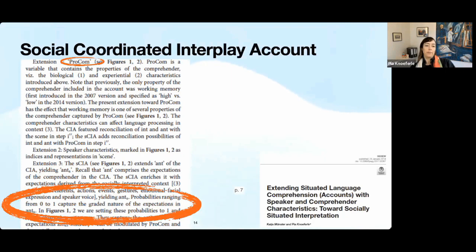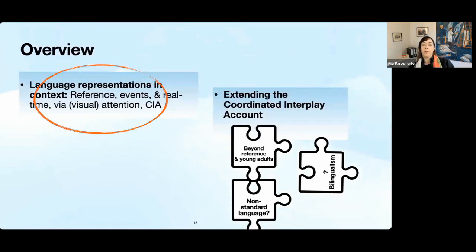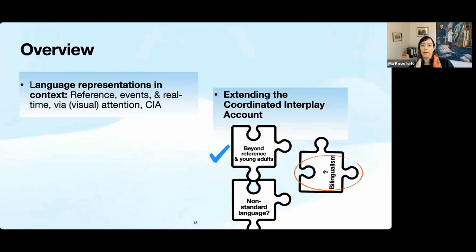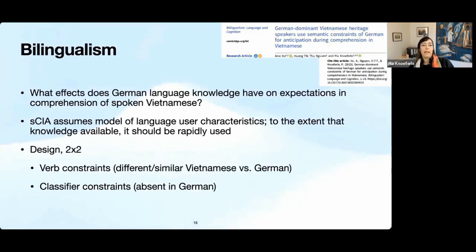All right, so from 0 to 1, these probabilities are attached now with the expectation that was sort of implicitly there, but not really spelled out, and it's important to spell it out. And they capture the graded nature of the expectations in language processing that we see in many facets of eye tracking paradigms, right? So in thinking about extending the coordinated interplay account, we've now talked about going beyond reference toward action events and other participant age groups. Let's next shift to bilingualism as an example.